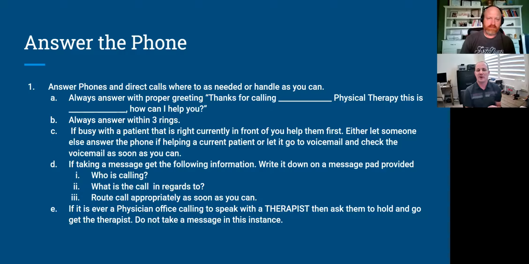Answer phones and direct calls where needed or handle as you can. Always answer with a proper greeting. Thanks for calling blank physical therapy. This is Sean. How can I help you? Always answer the phone within 3 rings. You'd be amazed how many times the phone would just keep ringing forever. But if they know it's 3 rings, they'll hear that and they'll get it within the third ring. So it's spelling out now exactly how to do all the bullet point list items that you've created, essentially.